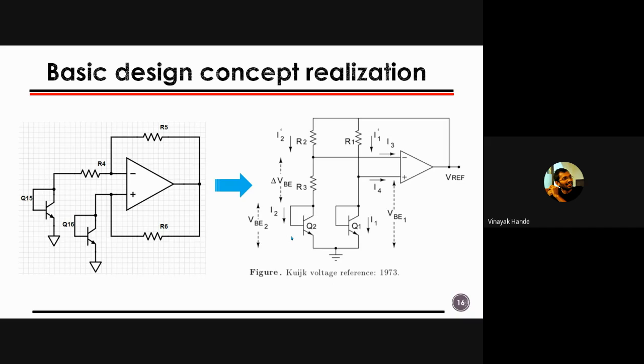And accordingly, we have connected that into the inverting terminal of our operational amplifier, and we derived our circuit. This circuit is, at the end, similar to the circuit presented by Kuijk way back in 1973. This voltage reference is very, very popular. Nowadays, you will find many architectures that use the Kuijk reference; many papers and circuits use the Kuijk voltage reference as part of their design.